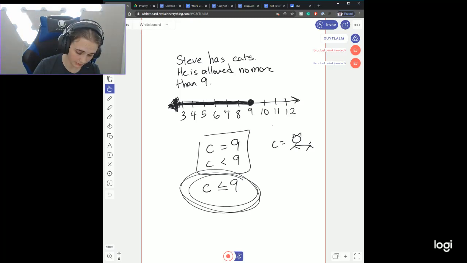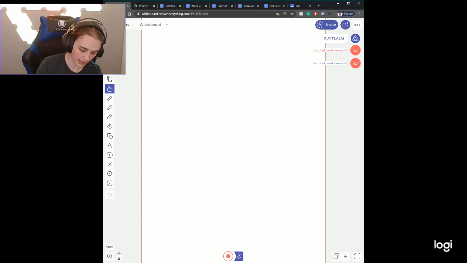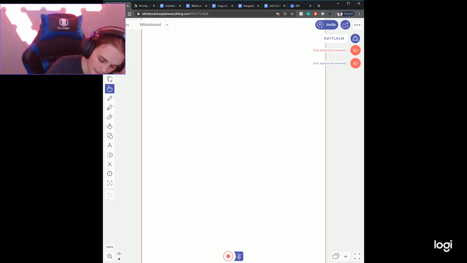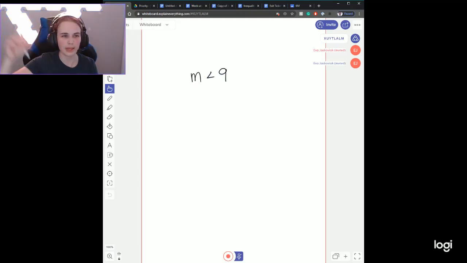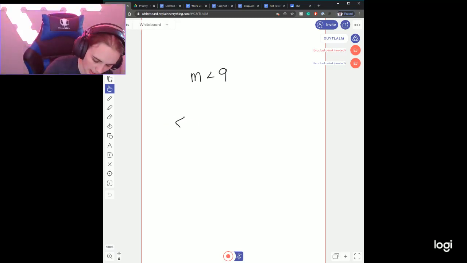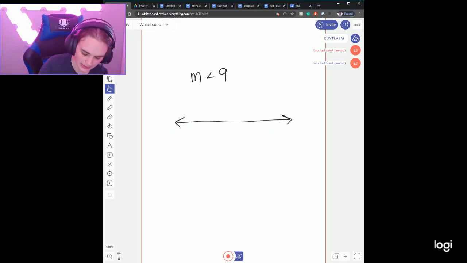However, if you were going to graph something a little bit different, let's say it was a problem where Steve is not talking about cats anymore, he's talking about something else. Let's call it money. Let's use an M. His money has to be less than $9. He has to spend less than $9 at Dunkin' Donuts for some reason. For some reason, Steve can't spend $9 or more. He has to spend less than that.